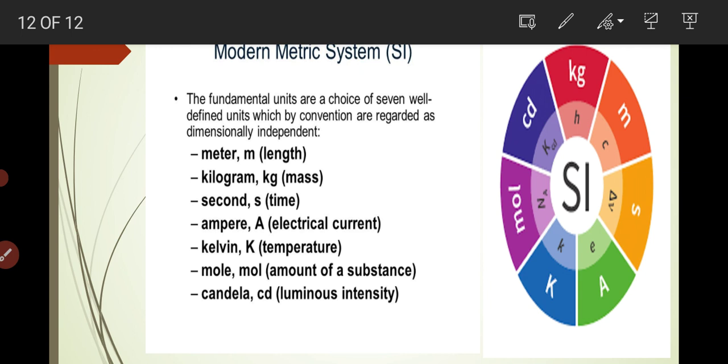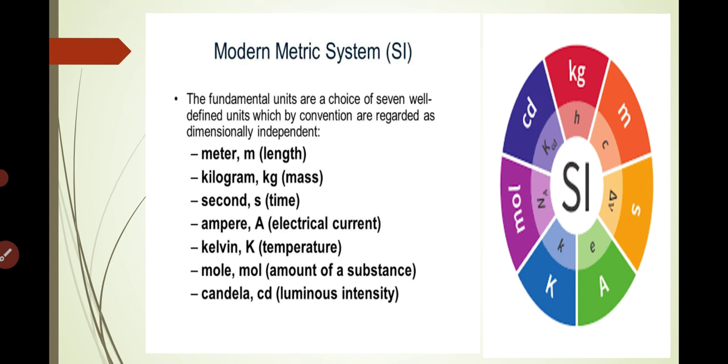Next is mole. The symbol is mol, and it is used to measure the amount of a substance. And the last one is candela. The symbol is cd, and it is used to measure the luminous intensity, or the intensity of light.